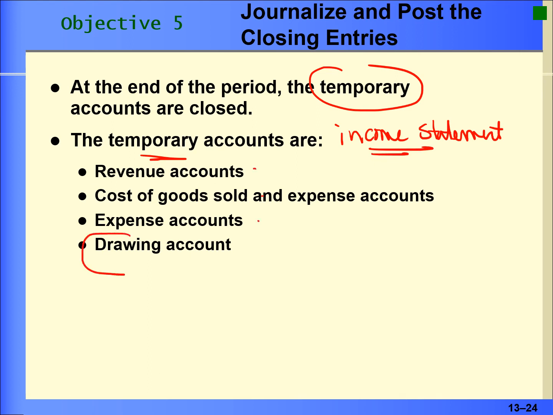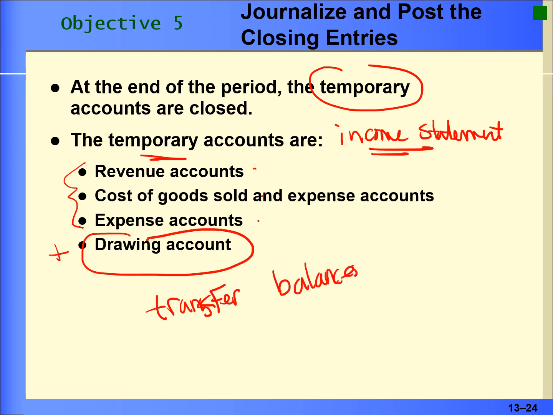And then remember the oddball one is your drawing. So if you can remember, it's income statement accounts, which are these right here, plus your drawing. Those are the accounts you're going to close out. And essentially you're going to transfer those balances into the capital account, okay? Because that's basically what we're doing, we're updating the capital account.